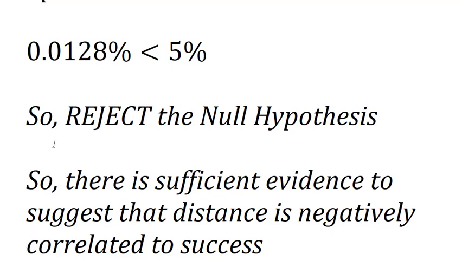And you simply then cast it into the language of, what are they talking about? Oh, this one's about basketball. So you say there is sufficient evidence to suggest that distance is negatively correlated to success. And that is true of the whole population, not just our sample.